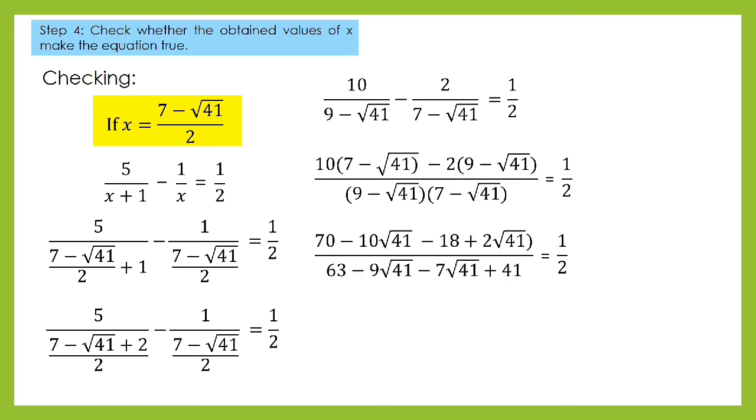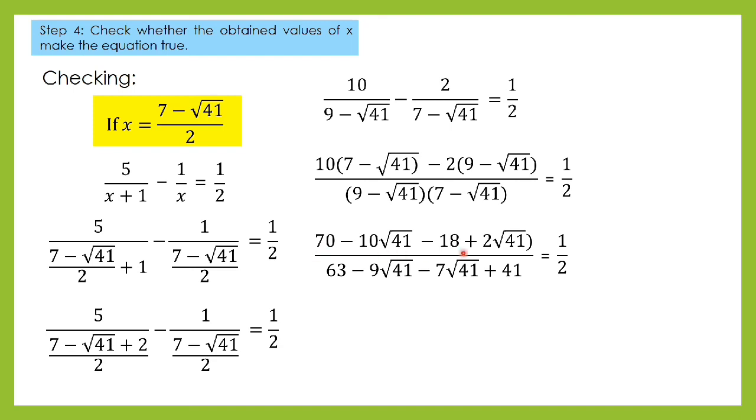Distributive property of multiplication, 10 times 7, 70. 10 times negative square root of 41 ay negative 10 square root of 41. Sa second naman, distribute negative 2 times 9 minus square root of 41. Negative 2 times 9 is negative 18. Negative 2 times negative square root of 41 is positive 2 square root of 41. So, always remember, negative times negative is positive.